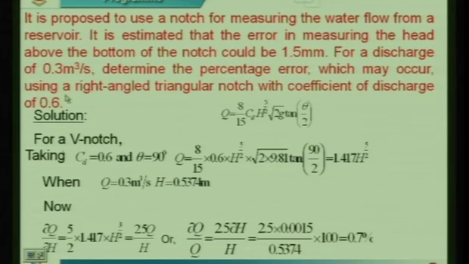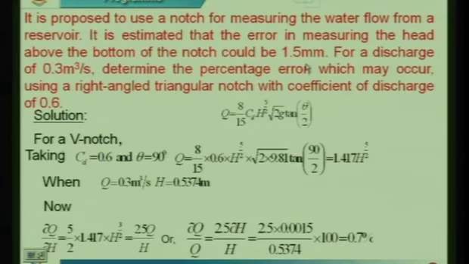Now, read the problem once again. What is the discharge? The discharge given is 0.3 meter cube per second. And what is the value of H here? Look at this. Here the error in the head above the bottom of the notch could be 1.5 mm.